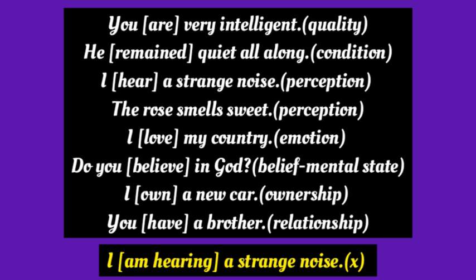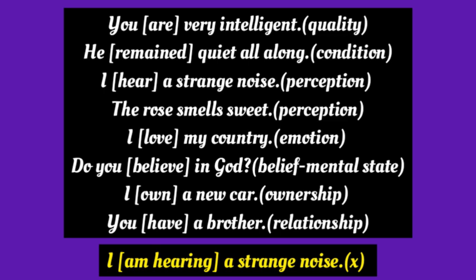Then in the sentence, I love my country, the verb love indicates an emotion. It's an emotional state. Hence, love is also a stative verb. Do you believe in God? In this sentence, the verb believe denotes a mental state, a way of thinking. Hence, it's also a state verb. Now consider the sentence, I own an imported car. In this sentence, the verb own denotes ownership or possession. Hence, it's a state verb.